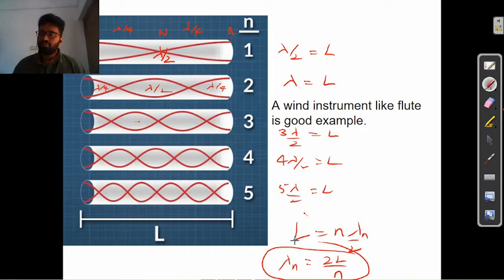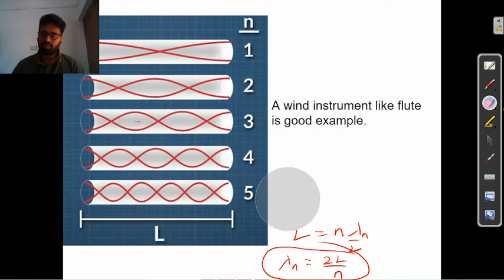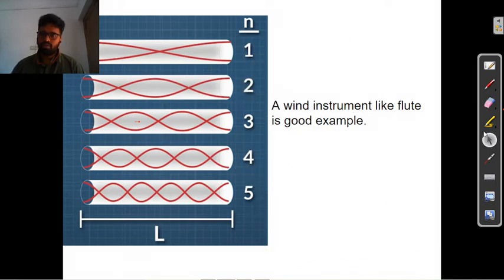So we have a similar formula, but the diagram, the representation, the wave formation is different. So for a two closed-ended pipe, we have two nodes at both the ends. For a two open-ended pipe, we have two antinodes at both the ends.